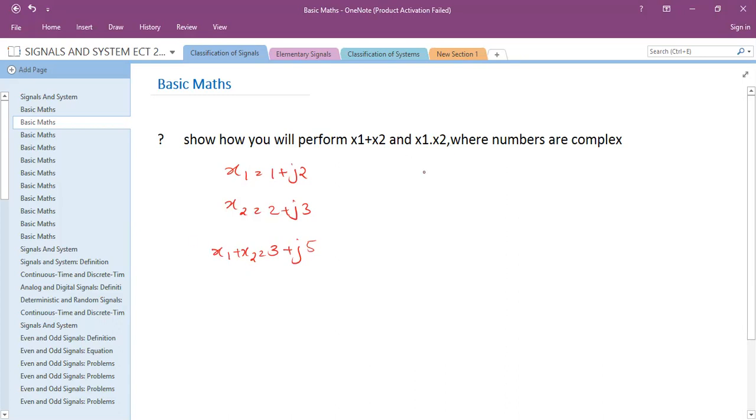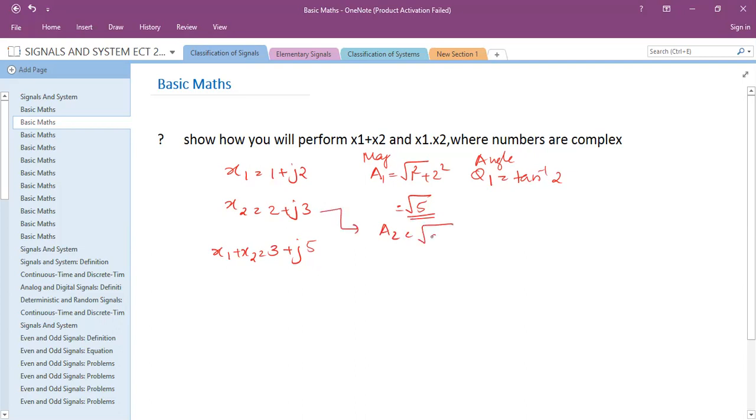But if you want to perform multiplication or division, it is convenient to use the polar form notation. So you can write the polar form of this x1. For example, the magnitude of the first number x1 is a1. So you can write 1 square plus 2 square, which is equal to root 5. And let the angle be theta 1. The angle of the first complex number is theta 1. So I can write tan inverse 2 by 1, that is tan inverse 2. Now for the second number, let a2 be the magnitude for x2.